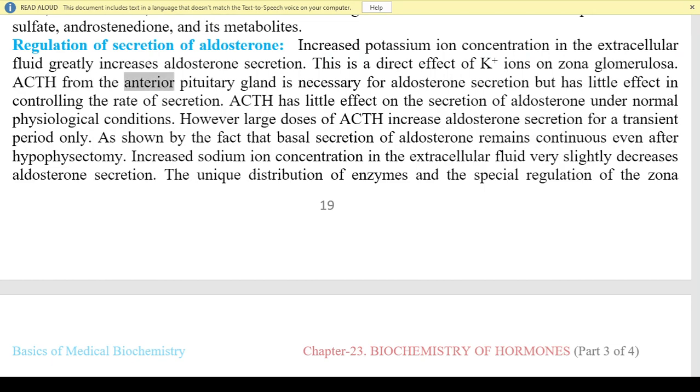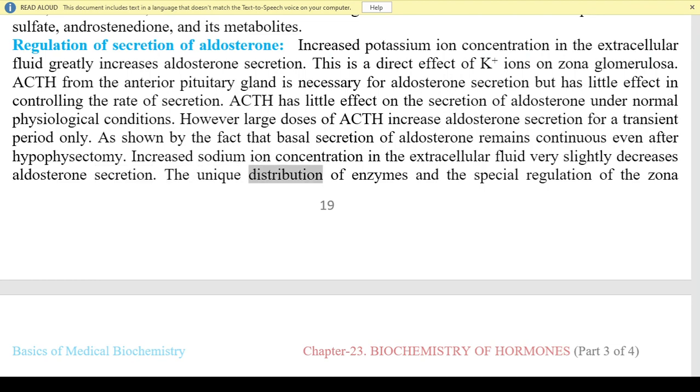ACTH from the anterior pituitary gland is necessary for aldosterone secretion but has little effect in controlling the rate of secretion. ACTH has little effect on the secretion of aldosterone under normal physiological conditions. However, large doses of ACTH increase aldosterone secretion for a transient period only, as shown by the fact that basal secretion of aldosterone remains continuous even after hypophysectomy. Increased sodium ion concentration in the extracellular fluid very slightly decreases aldosterone secretion.